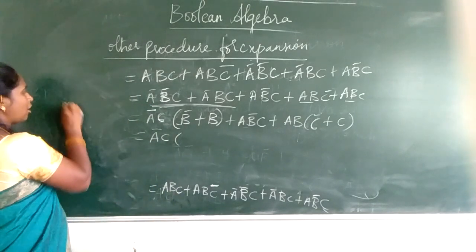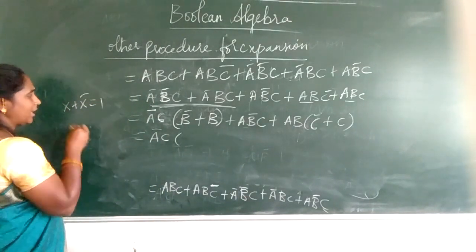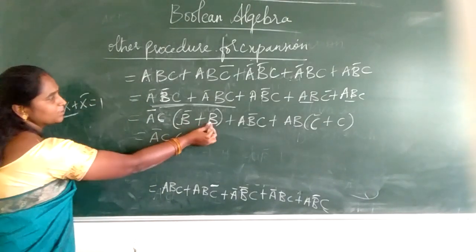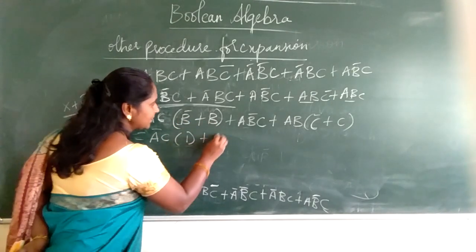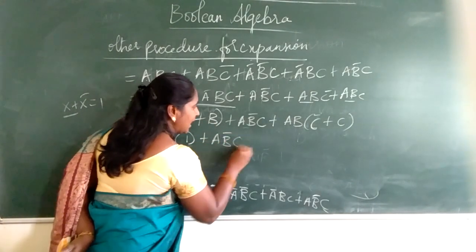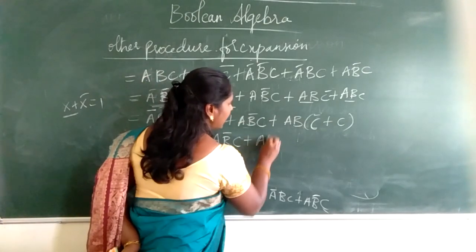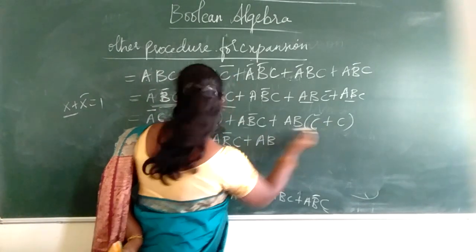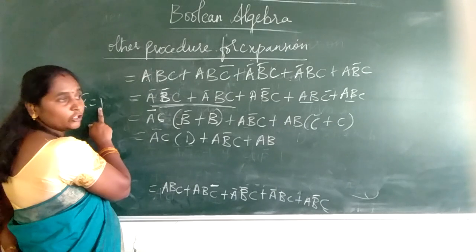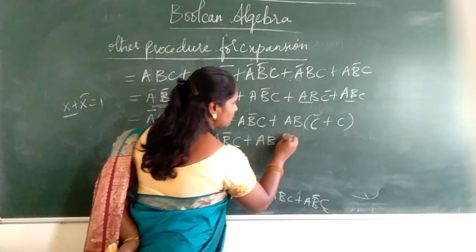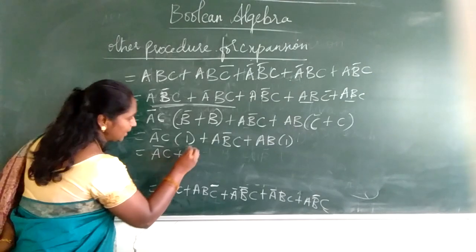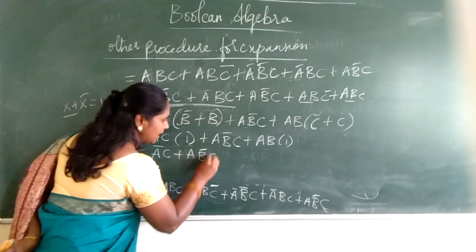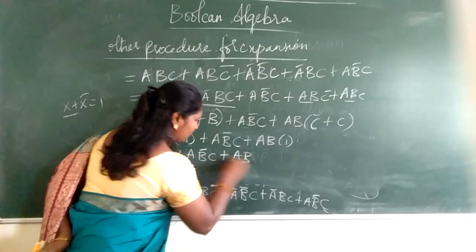According to your complementary law, x plus x bar is equal to 1. In place of x here it is b. B plus b bar is equal to 1. That is b bar plus b is 1. Plus A B bar C as it is. Plus again the same rule, x plus x bar is equal to 1 according to your complementary law. Again it is 1. So you got the expression A bar C plus A B bar C plus A B.